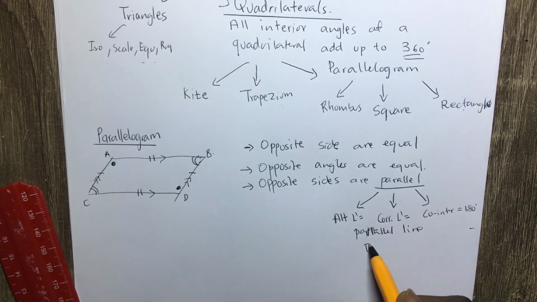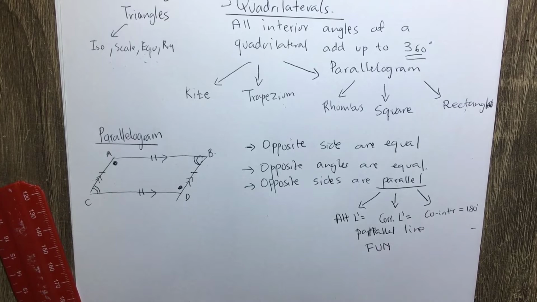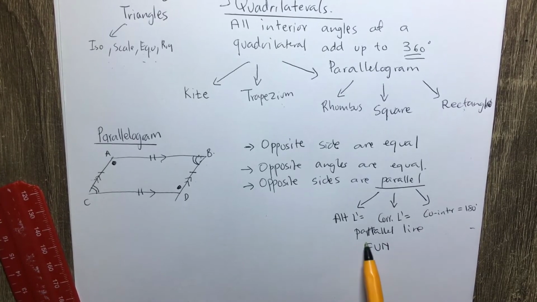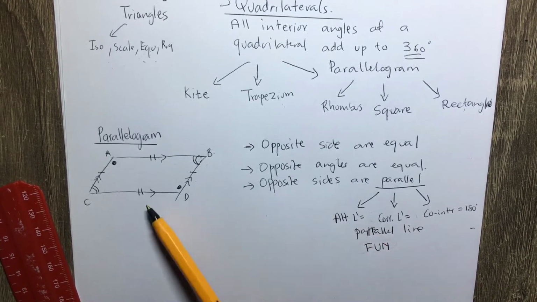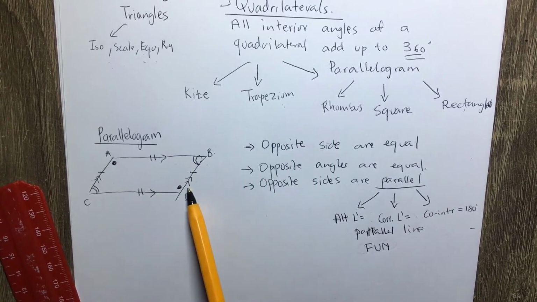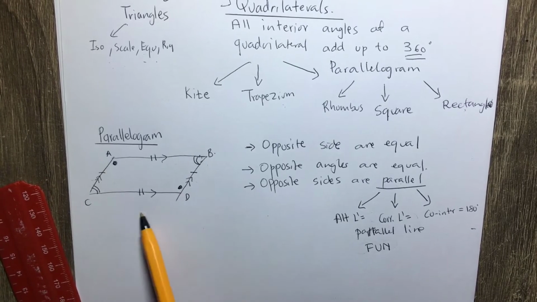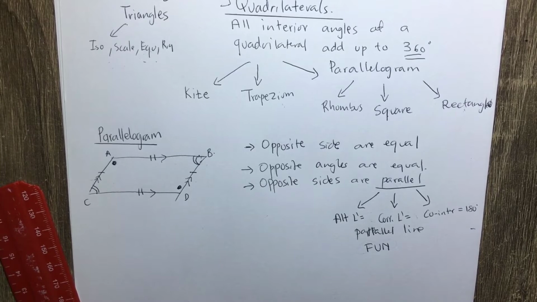They form what we call fun. You still remember that, I hope. So corresponding, co-interior, and alternating. So we can apply these three rules when we are calculating an angle in a parallelogram. So I'm spending most of the time in this one because that's the special one. That's what we usually test on.